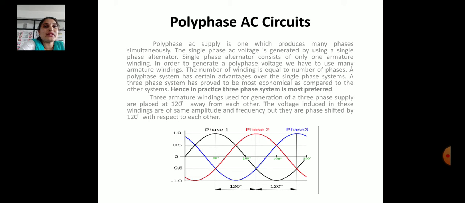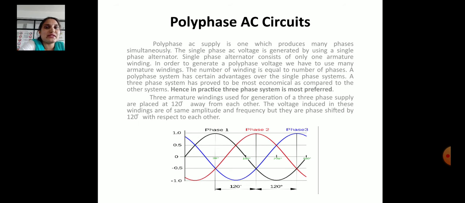Polyphase AC supply means, poly means many, so polyphase AC supply is the one which produces many phases simultaneously. Now single phase AC voltage is generated by a single phase alternator, which consists of only one armature winding. In order to generate polyphase voltage we have to use many armature windings, so the number of windings is equal to the number of phases.